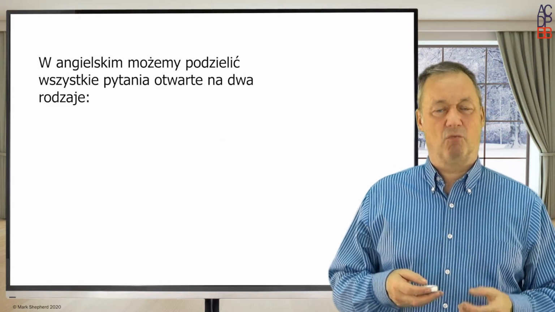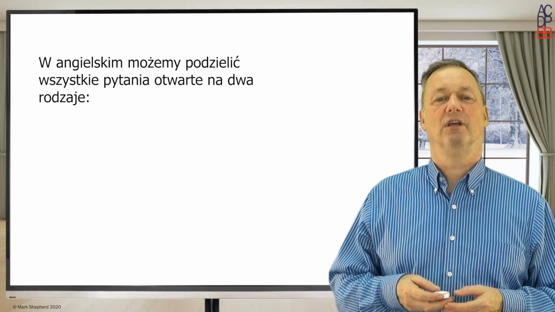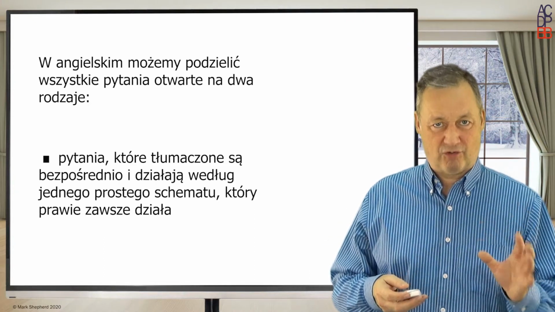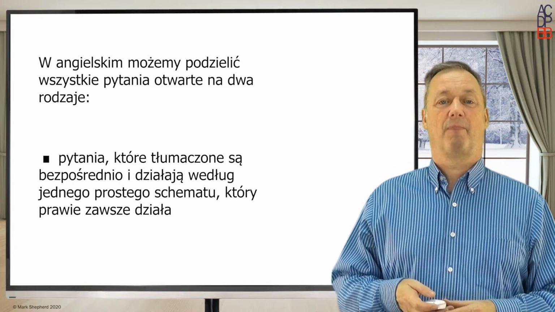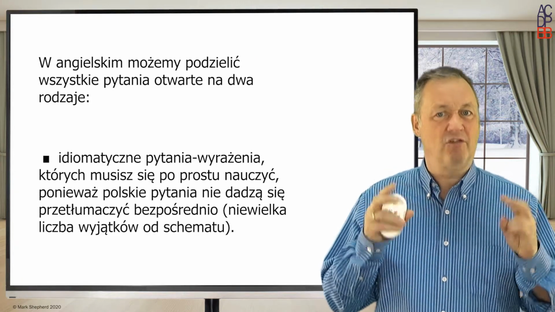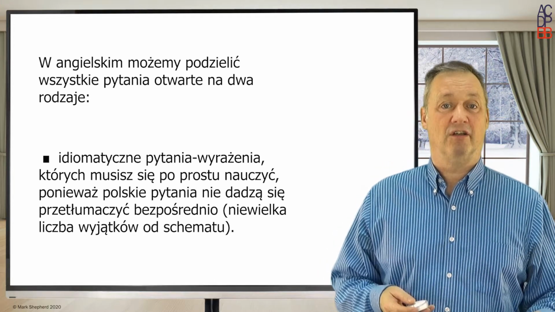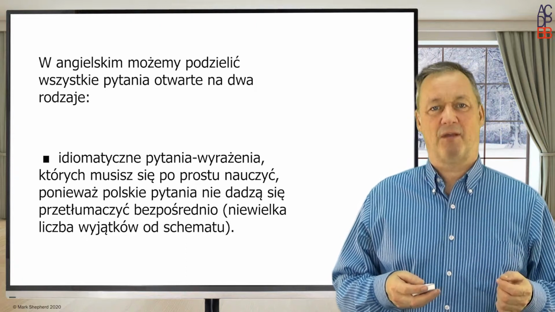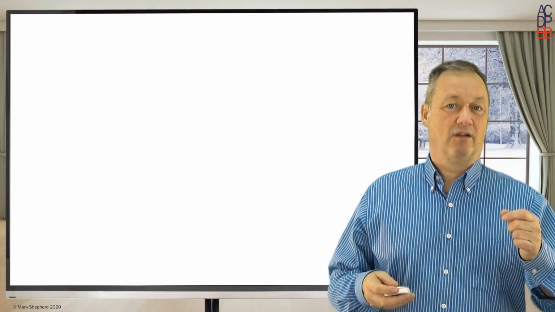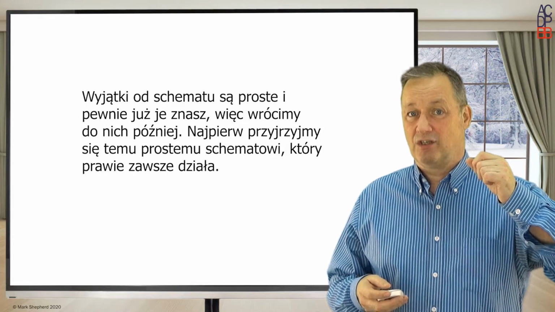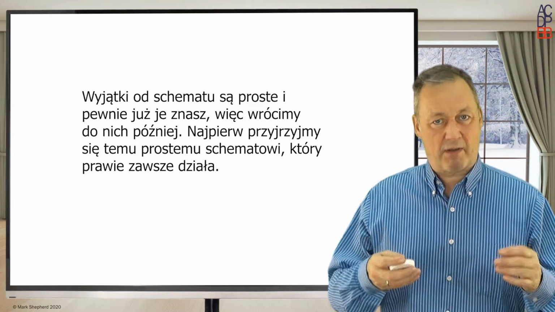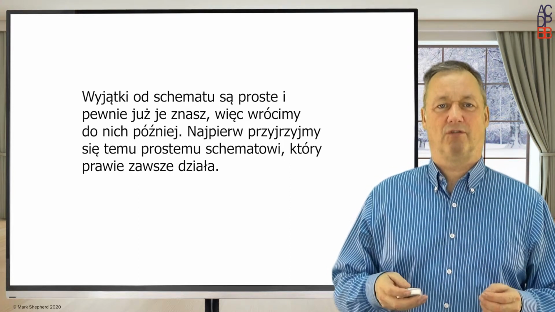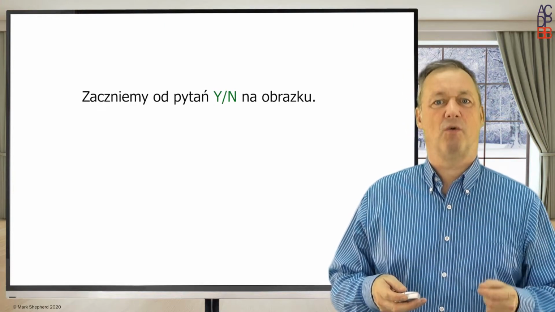Now, in English, we can divide all of these open questions into two types. The questions that translate directly and follow a simple pattern which almost always works. And the idiomatic, the phrasebook questions that you simply need to learn because the Polish question doesn't translate directly. It's the small number of exceptions to the pattern. Now, the exceptions to the pattern are easy and you probably already know them. So we'll come back to them later. First, let's look at this simple pattern that almost always works. We'll start with the yes-no questions in the picture.